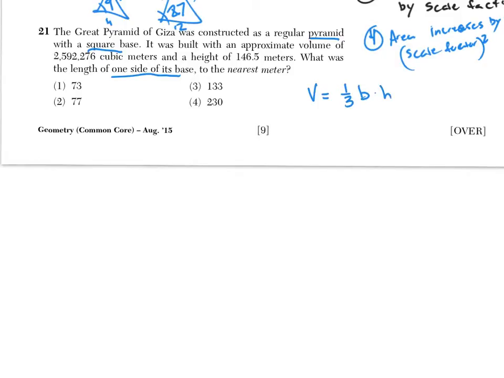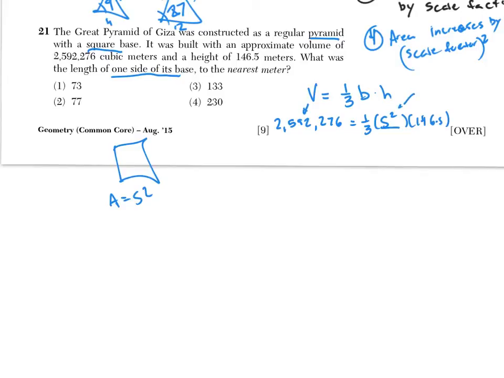We're going to sub in what we know. We know the volume is 2,592,276. So we're just subbing that in for volume. 1/3 stays the same. All right. And our height is 146.5. Now for base, what we're going to substitute in is this. We know the base looks like a square. So the base is always the area of the base, and so the area of this base will be the side squared. So that's what we're going to solve for here, side squared. See, we're substituting that formula in for our base.